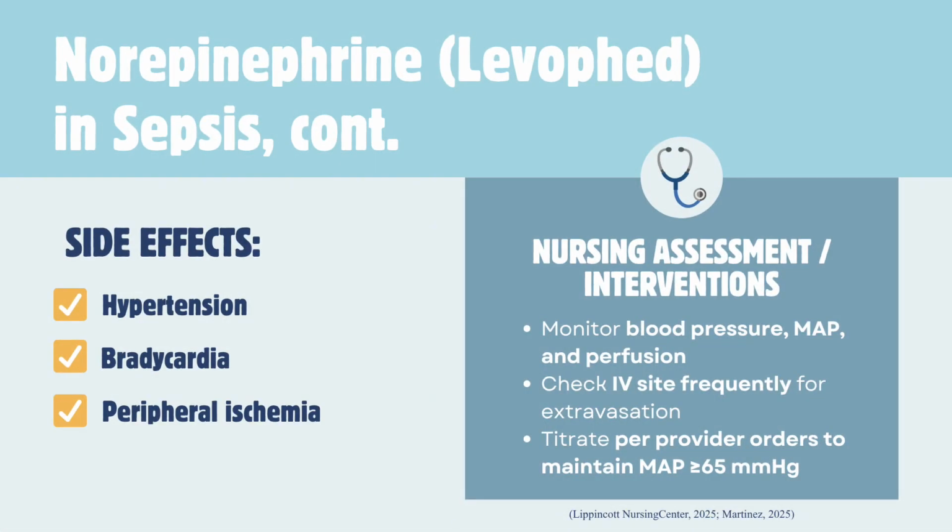Norepinephrine can cause several important adverse effects, including hypertension, reflex bradycardia, and peripheral ischemia due to excessive vasoconstriction. From a nursing standpoint, it is essential to closely monitor blood pressure and mean arterial pressure, along with overall tissue perfusion, to ensure the medication is achieving the desired effect without causing harm. The IV site should be assessed frequently for signs of extravasation, since infiltration can lead to tissue injury. The infusion is titrated according to provider orders to maintain a mean arterial pressure of at least 65 millimeters of mercury.